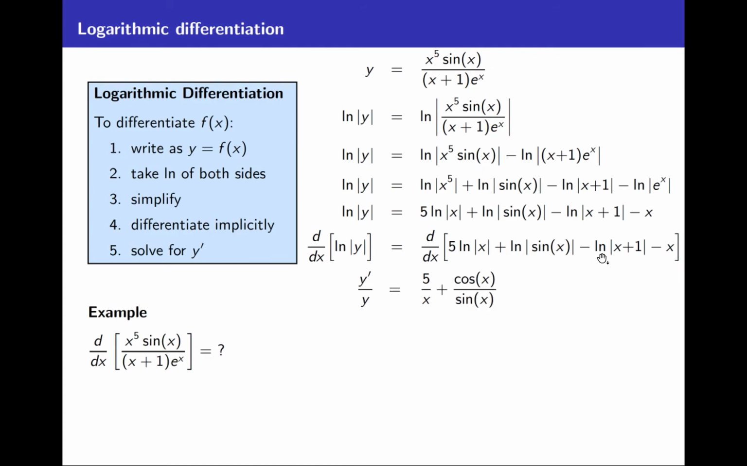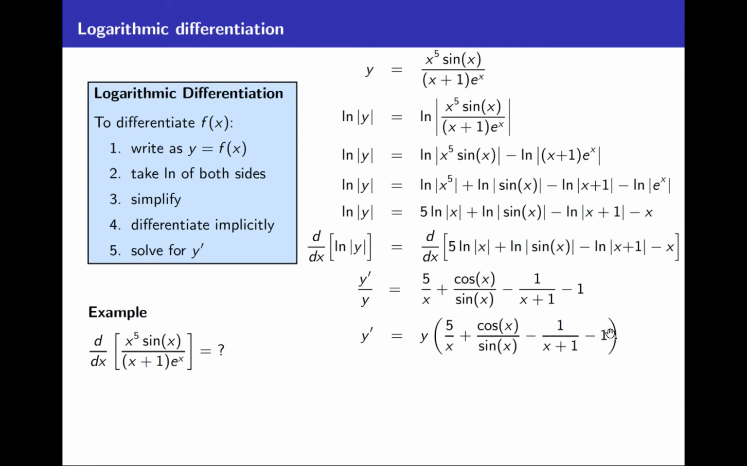Then minus the derivative of ln of the absolute value of 1 plus x. That's the derivative of 1 plus x divided by 1 plus x. So that's 1 over x plus 1. And also don't forget to bring down that minus. And finally, we get the derivative of minus x. Well, that's minus 1. So we're almost done. We're looking for the derivative, y prime. We just multiply both sides by y.